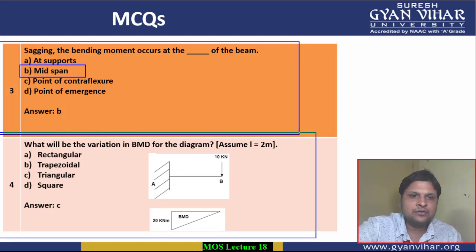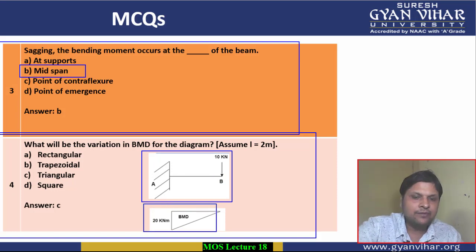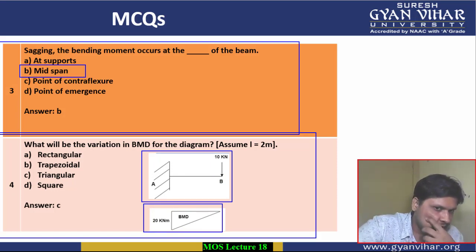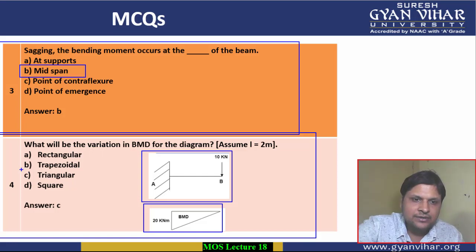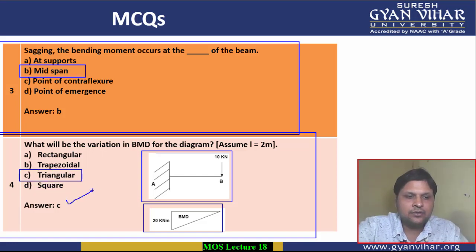Coming into the fourth multiple choice question, what will be the variation in bending moment diagram for this particular diagram? So you can see that here you will get a triangular type of bending moment. We have drawn it earlier while solving the example also. You will get a triangular shape. Alright, so option C is the correct option.